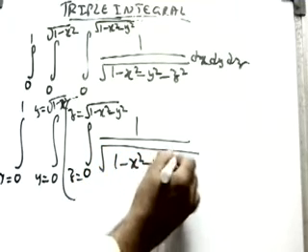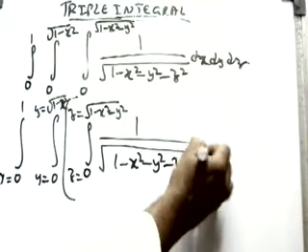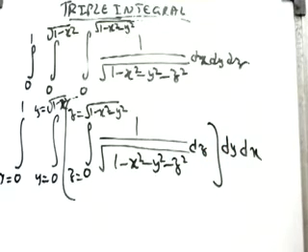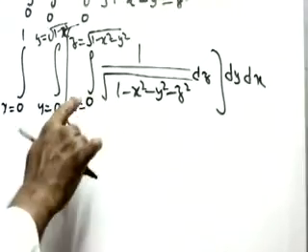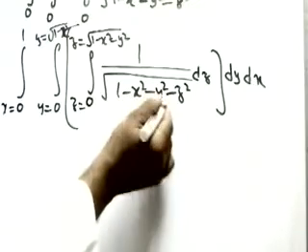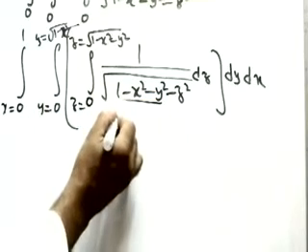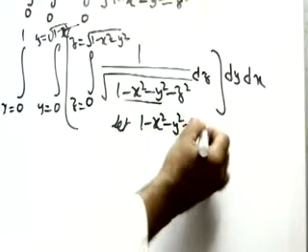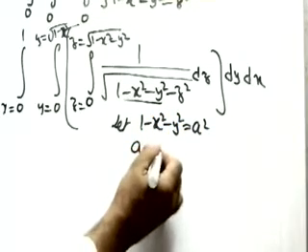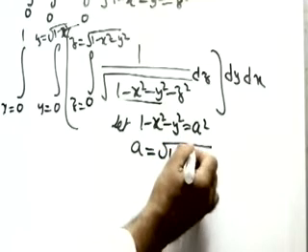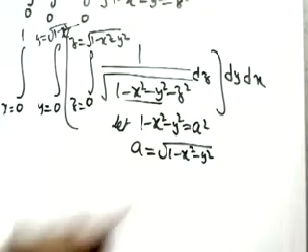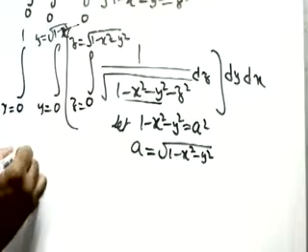Otherwise, let me take it in the next step. 1 minus x square minus y square minus z square. First, we have to integrate with respect to z, then y, then let us say x. For a little while, take this to convert it to a formula. Now with respect to z, this is z and these are all constants. So for a little while, let me take 1 minus x square minus y square equals a square, or we can take a equals under root of 1 minus x square minus y square. So in place of this, let me write a.